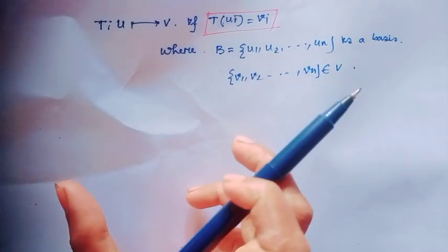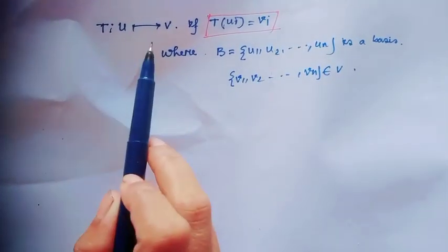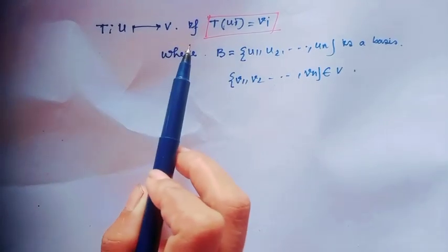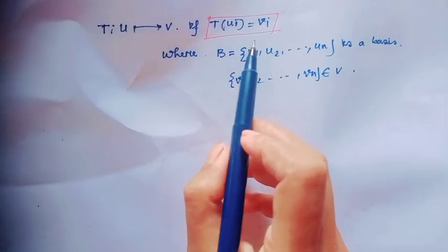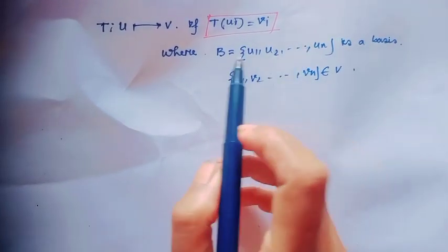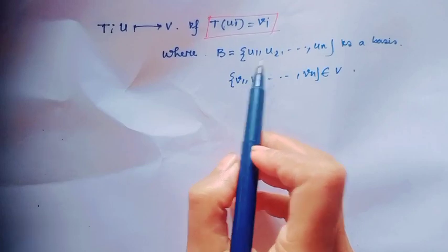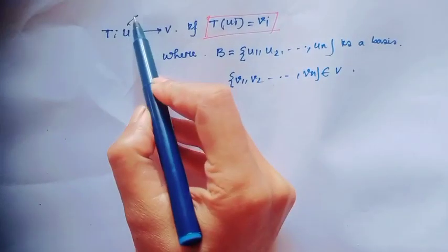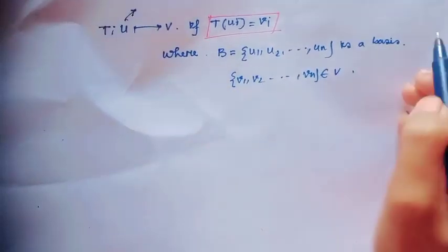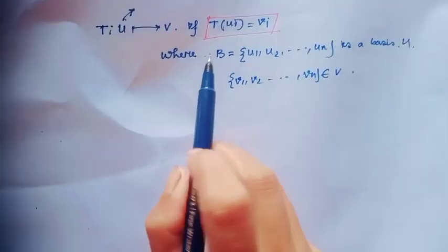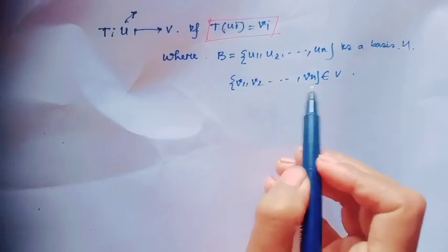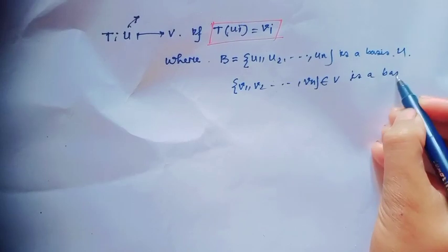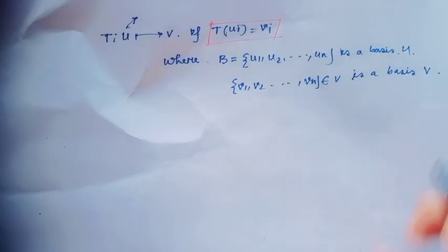We all know there exists a linear transformation T from one vector space to another vector space such that T(ui) equals vi, where u1, u2 up to un are the basis vectors. Here I have considered the domain is U, with the basis vectors of U, and vi means v1, v2 up to vn are the basis vectors of the vector space V.